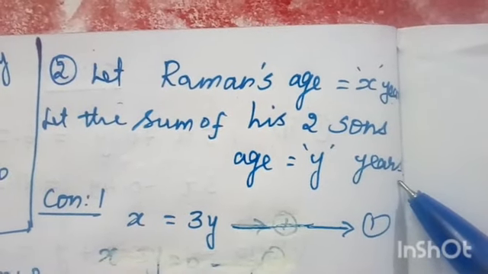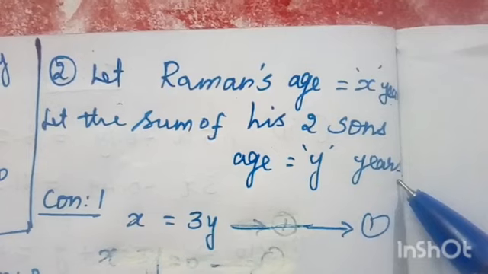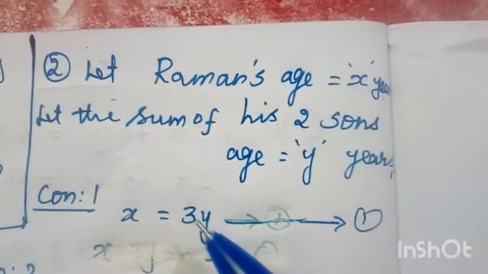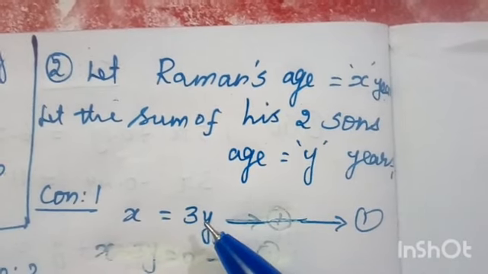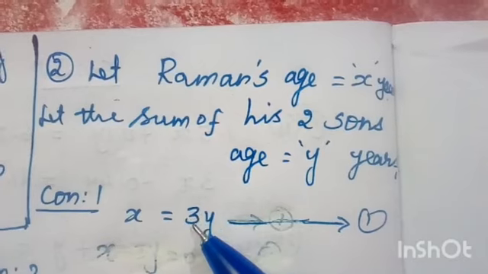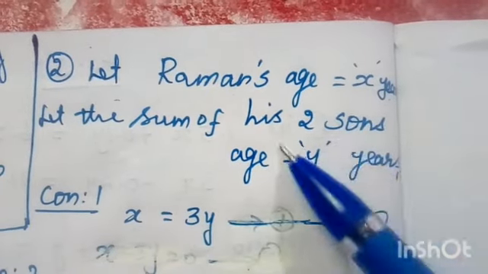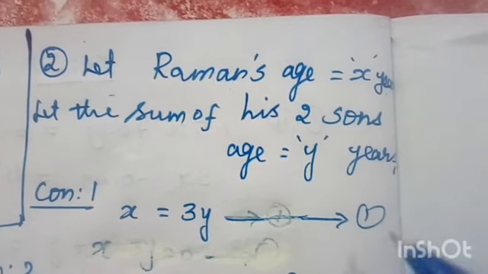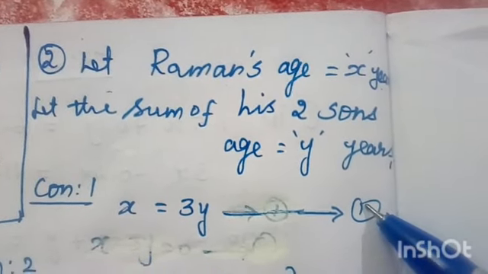The first condition: Raman's age is 3 times his two sons' age. So Raman's age is x, and his two sons' age is y, which we consider together. So x equals 3y. We call it equation number 1.